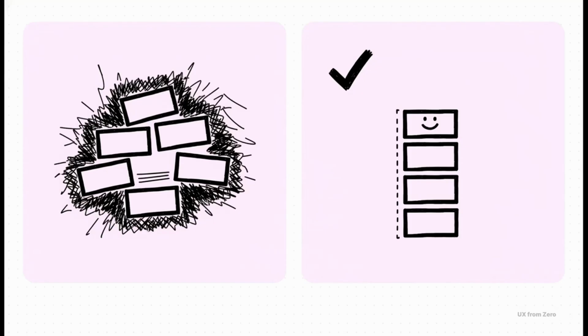Just look at the contrast here. It's night and day, right? When things are even a tiny bit misaligned, it just creates this static, this visual noise that feels amateurish. But the second you snap everything to a grid, bam, you get instant order, you make it easier for the user to think, and the whole design just feels intentional and professional.